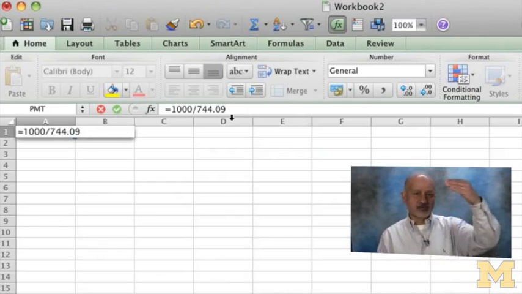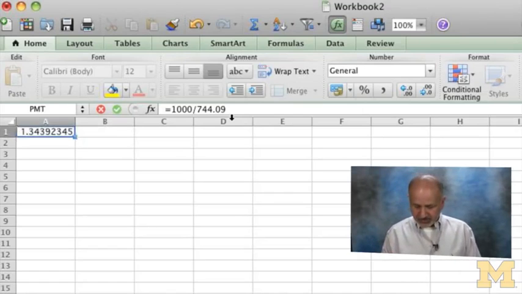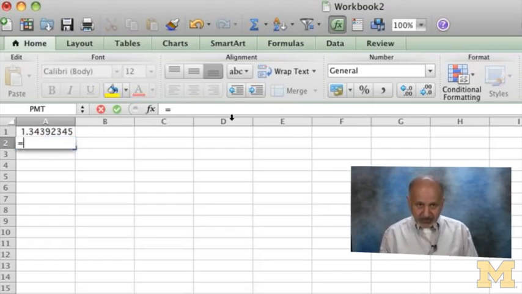This is telling me future value, 1,000, and present value, right? The only two things I know. However, the key here is the number of periods that pass, right? So let me return it. So that is 1.3439. Now let me do this.